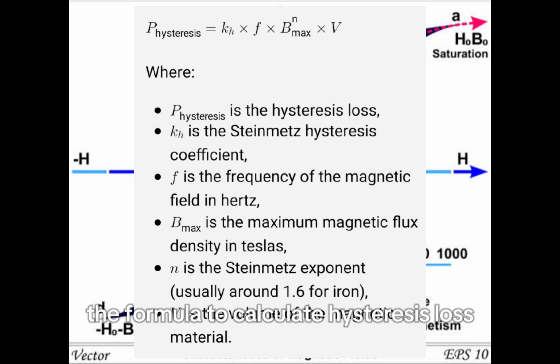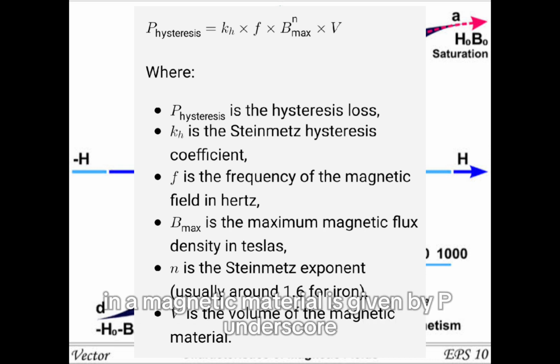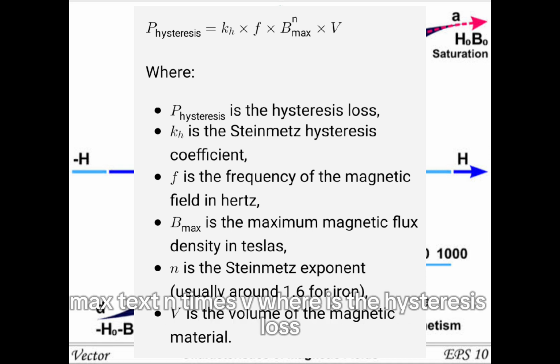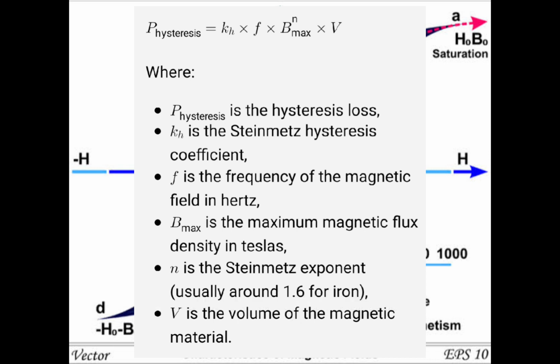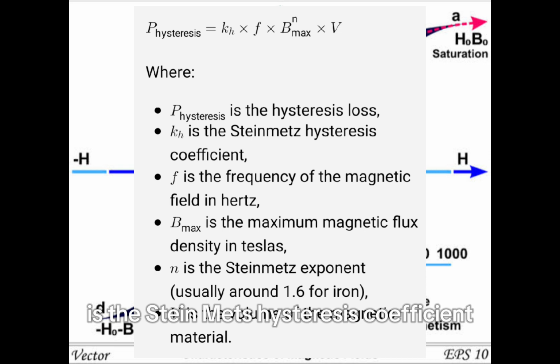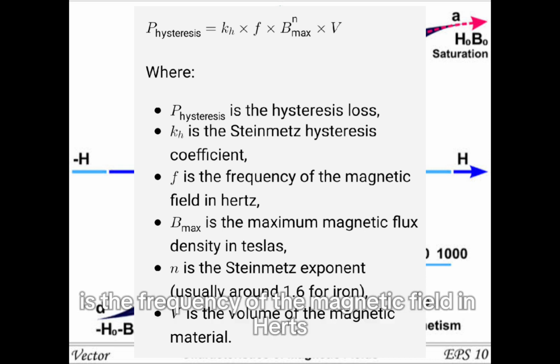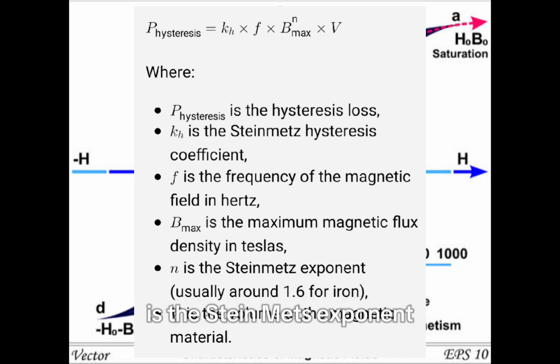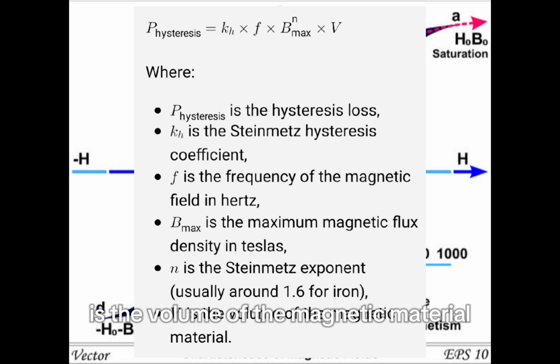The formula to calculate hysteresis loss in a magnetic material is given by P_h = K_H × f × B_max^n × V, where P_h is the hysteresis loss, K_H is the Steinmetz hysteresis coefficient, f is the frequency of the magnetic field in Hertz, B_max is the maximum magnetic flux density in Teslas, n is the Steinmetz exponent, and V is the volume of the magnetic material.